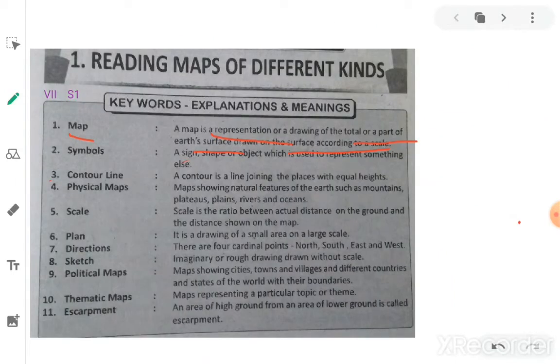Second one is symbols. Here we are drawing the maps, and the maps represent, maybe the world map or India map. If you want to represent the states or countries, you have to use some symbols. To identify an object or shape, we can use these symbols. For example, I will show you an example.